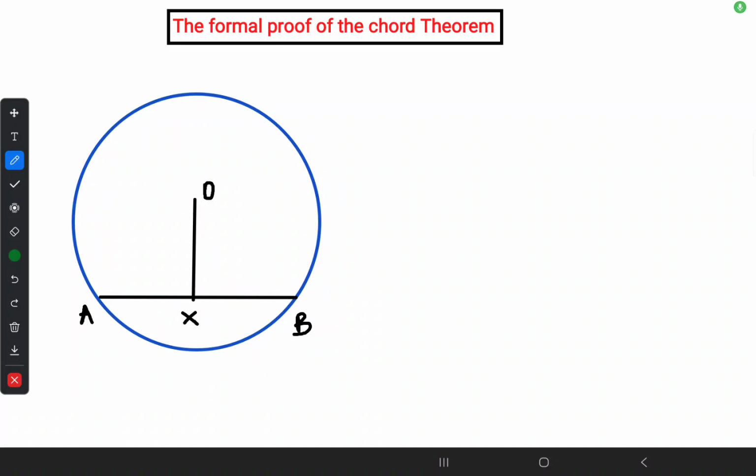Formal proof of the chord theorem. Here there is a circle and we have AB as a chord. OX is the straight line which is coming from the center of the circle towards the midpoint of the chord. And the data are given in the diagram.